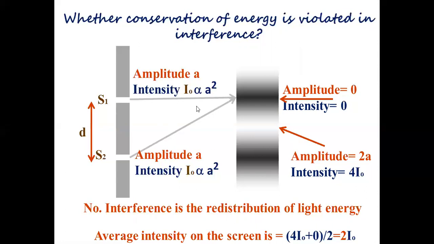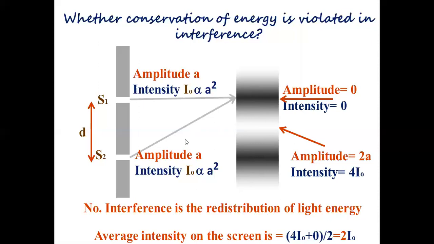It is redistributed. That means at some places we have lost the light completely in order to sacrifice for the brightness of the brightest fringe. So they have donated all their intensity here. Here they have lost it. That means the average intensity is (4I0 + 0)/2, that is 2I0, which is the same as this one.